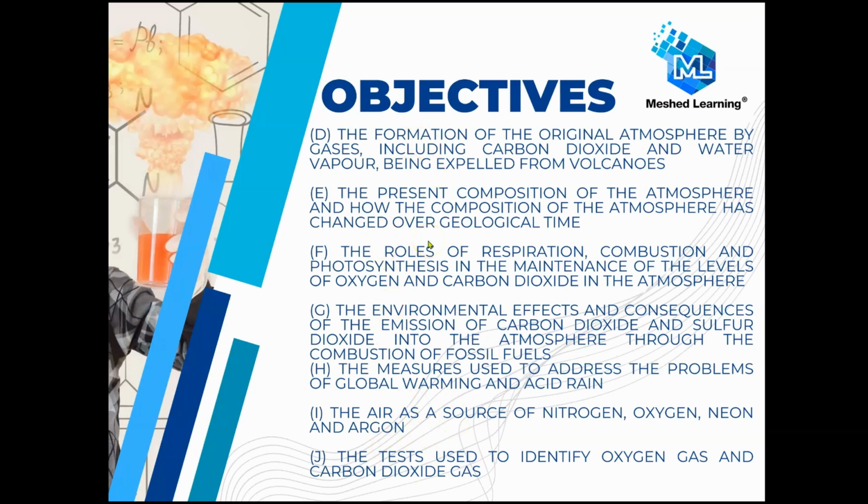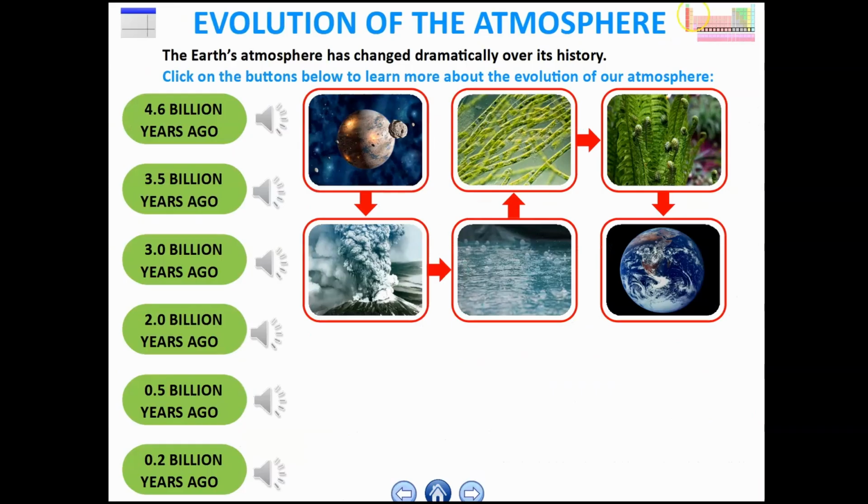All right, so we're going to get stuck in with the formation of the atmosphere, because understanding where we are is critical to understanding where we could be and whether that is hospitable or not. So if we look at the journey, there are critical dates: 4.6 billion years ago, 3.5 billion years ago, 3 billion years ago, 2, 0.5, 0.2, and now.